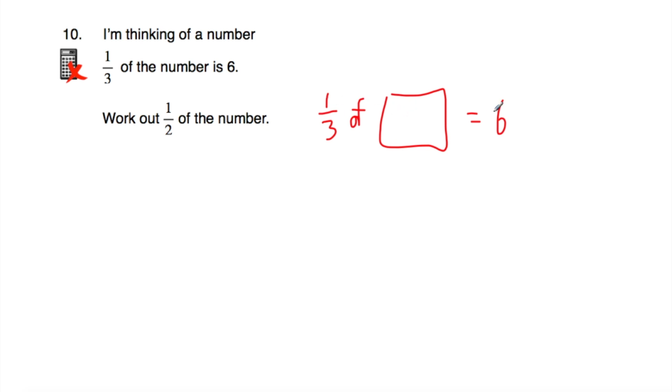So 1/3 of this number is equal to 6. I've taken the number I started with, the number I'm thinking of, and I've divided it by 3 to get 1/3 of it, and that's equal to 6. So if I do 6 times 3, that's equal to 18. So the number that I started with is equal to 18. And let's just check that. 1/3 of 18 is equal to 6 because 18 divided by 3 is 6. So that means that the number I started with is 18.